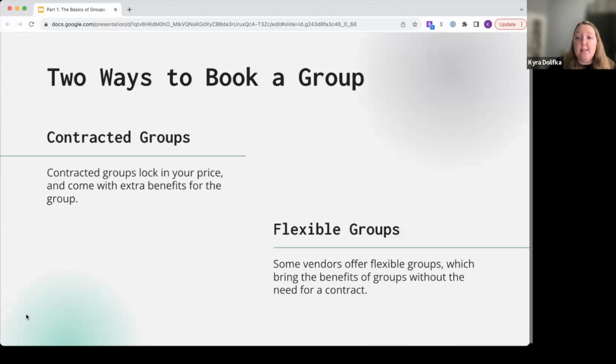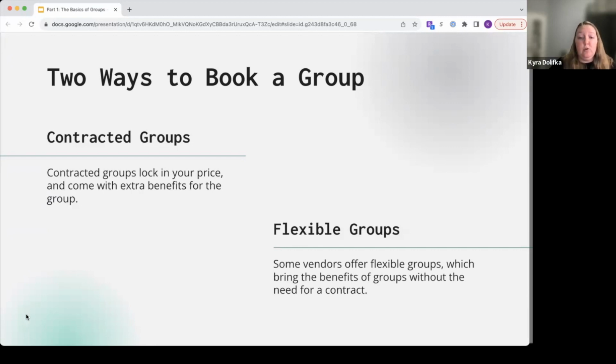So you have two ways that you can book a group. We're going to take a deep dive into both of these. First off, we have the contracted group. The main thing to know about a contracted group is that you are signing a contract, and it is going to lock in the price and the availability for that group. And it does come with extra benefits for the group.